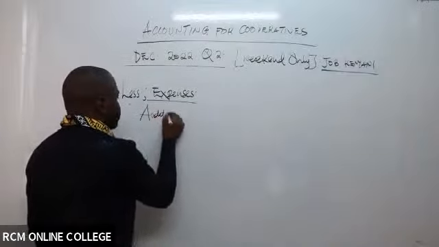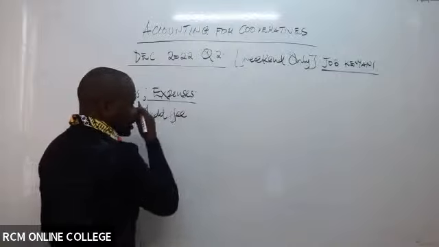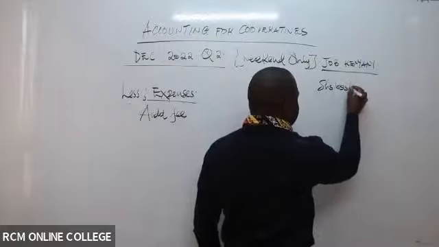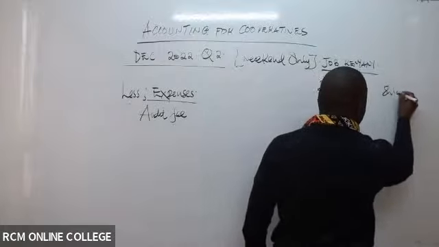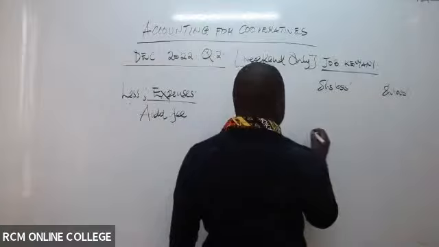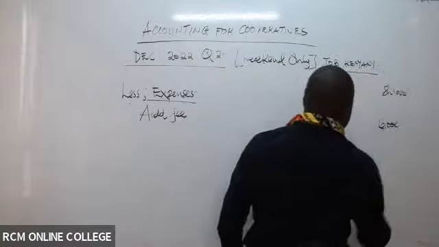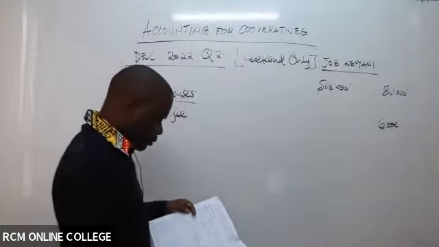So you can start with that audit fee. How much? It is 6 million. You can see it is 6 million. Then you can look at another note.